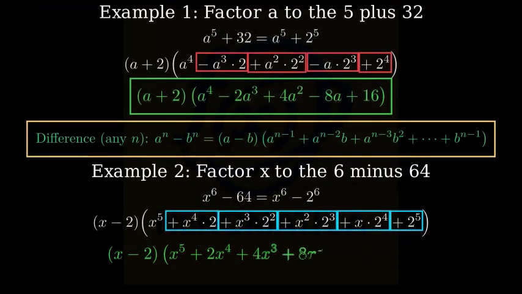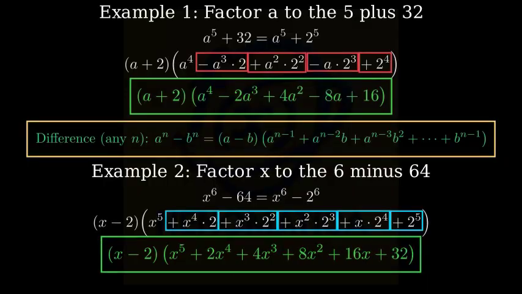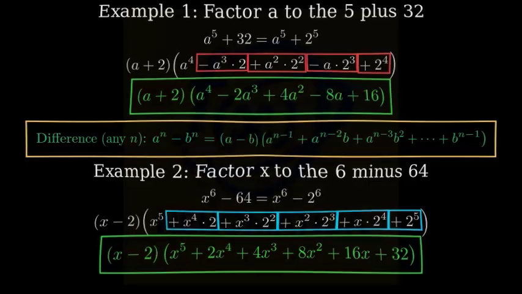Step 3. Simplify the powers of 2. 2 squared is 4, 2 cubed is 8, 2 to the fourth is 16, and 2 to the fifth is 32. So we get (x minus 2) times (x to the fifth plus 2x to the fourth plus 4x cubed plus 8x squared plus 16x plus 32). Great work! These are the completed factorizations.